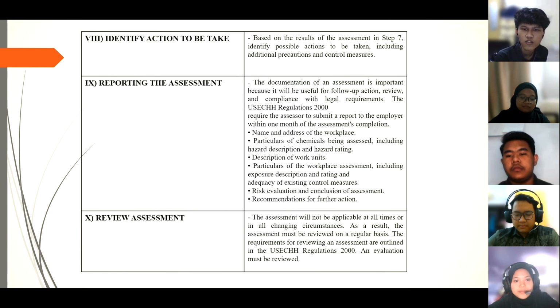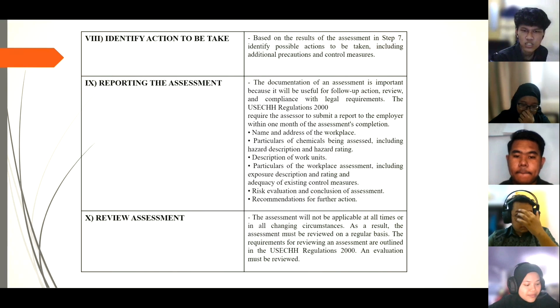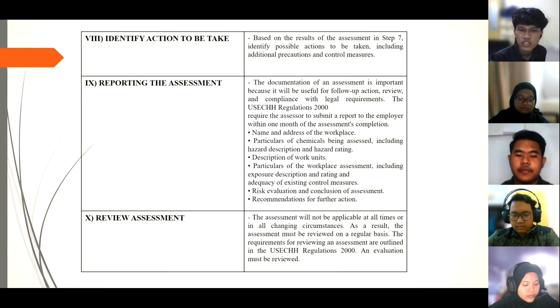The report includes the name and address of the workplace, particulars of chemicals being assessed, including hazard description and hazard rating, description of work units, particulars of the workplace assessment including exposure description and ratings, and adequacy of existing countermeasures, risk evaluation and conclusion of assessment, and recommendation for further action.